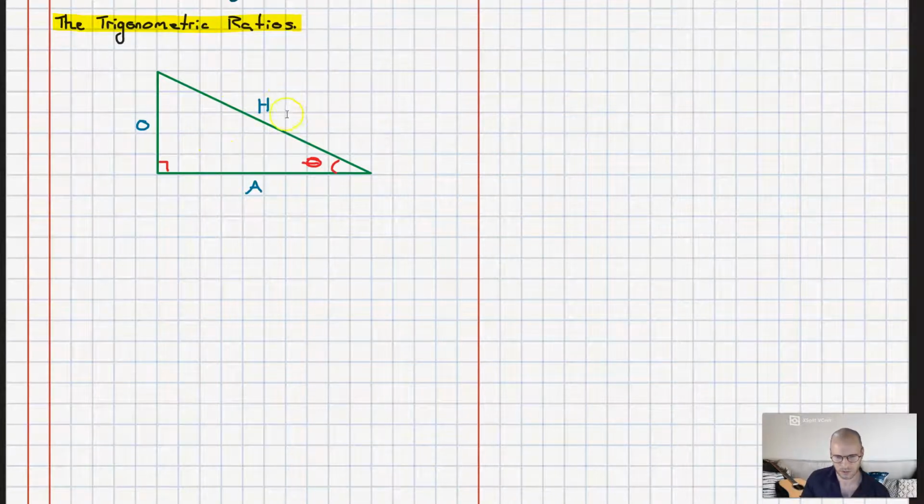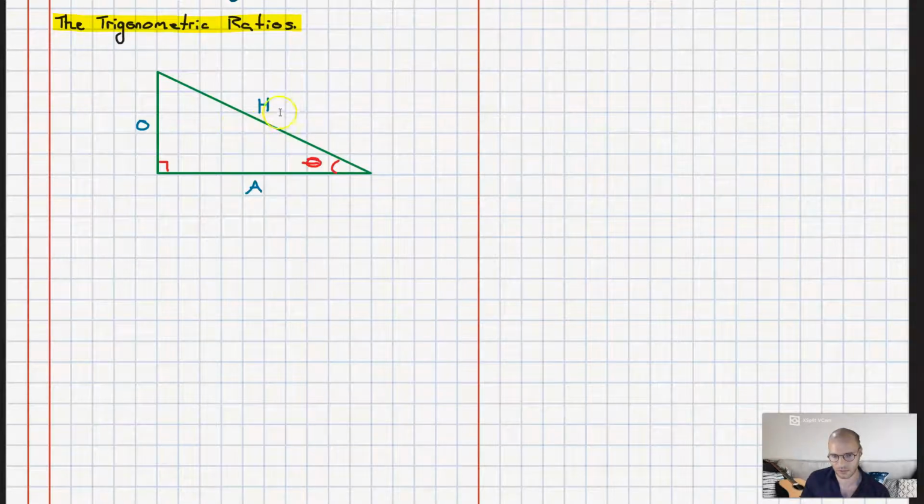What we find is if we know at least two quantities in this triangle, using the study of trigonometry, we can deduce every other characteristic about this particular triangle. So for example, if we know the angle theta and we know the opposite side, then we can deduce the adjacent side and the length of the hypotenuse.